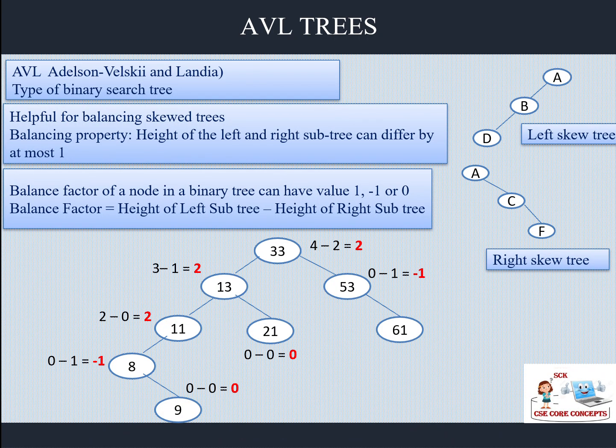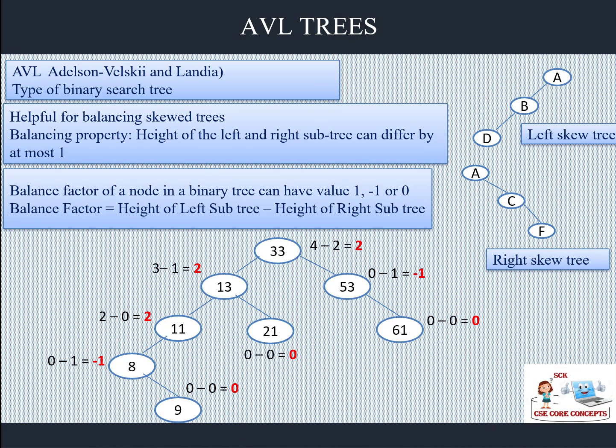Now let us come to the right subtree. So for 53 there is no left subtree, so 0 minus the height of the right subtree, which is 1, so minus 1. So it is balanced. For 61 it will be 0.